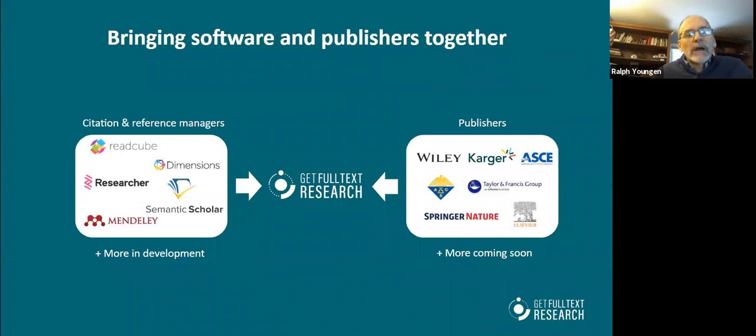Thanks, Lisa. It's important for us to understand here that GetFTR sits right in the middle between citation and reference managers and scientific collaboration networks on the left-hand side. Really, any place where a researcher might be doing a literature search to discover relevant content. That's really the target for GetFTR, and that's what's depicted here on the left-hand side. And then, of course, on the right-hand side are those sources of the content itself, the publishers that actually produce the content. And so GetFTR really builds a bridge between those two constituencies.